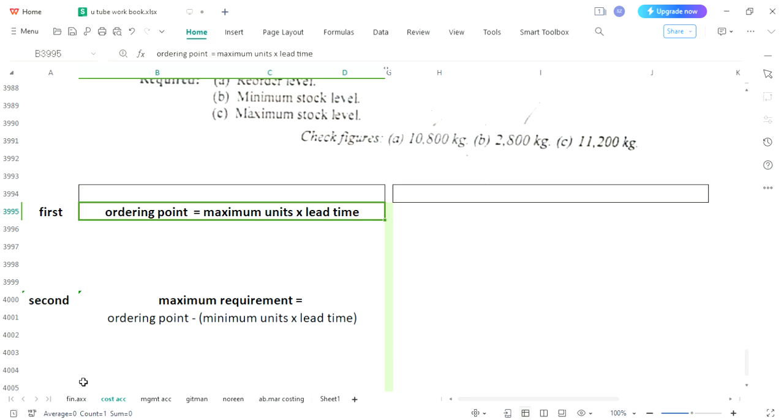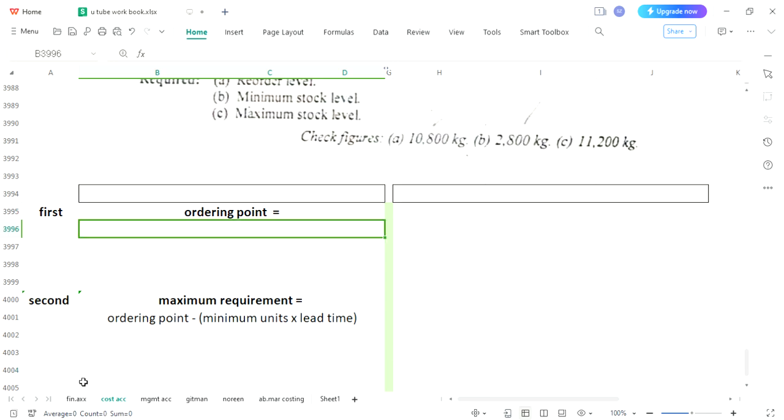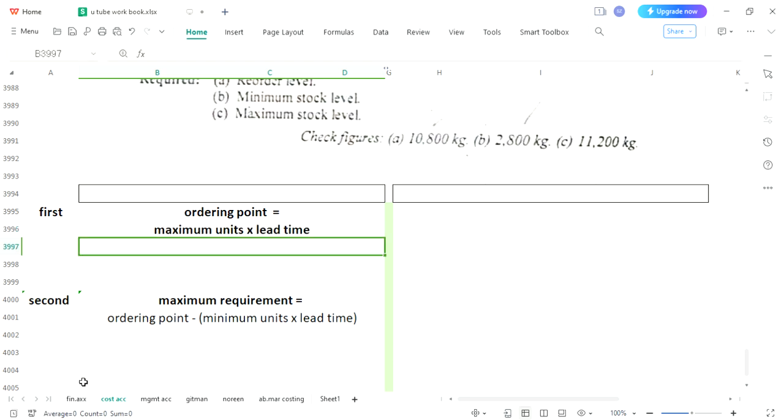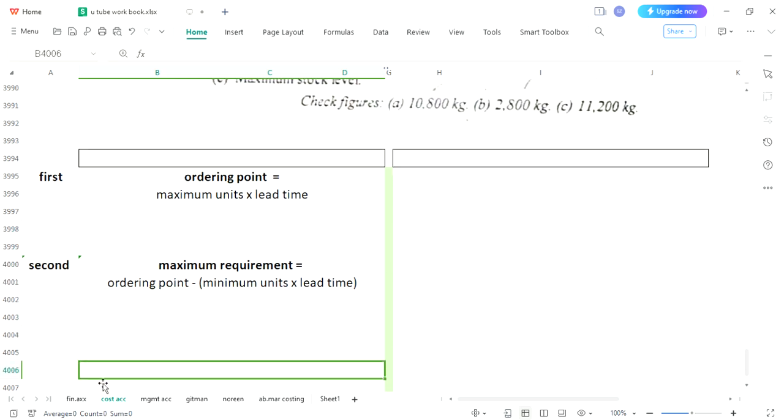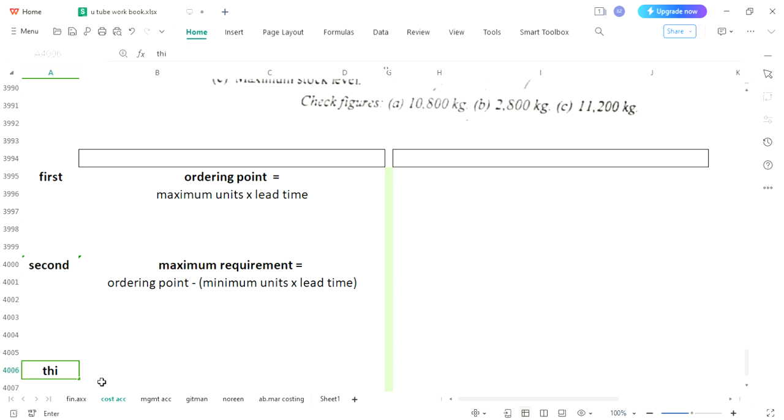Okay, so why not write it in the similar way we used before. For the ordering point we need maximum units, and it would be multiplied by its own lead time. This way your first and second options are completed. Then we have the third option as well.